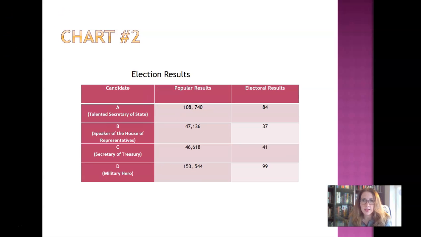And so if you look at the election results, I've given you a column with the popular vote count and then also the electoral vote count. So you can see that it looks to pretty much be between candidates A and D. Candidate D won the popular vote by over 40,000 votes. And then he also won a plurality of the Electoral College votes, but he did not win a majority, which means that we didn't have an outright winner after the electoral votes were counted. So it was still to be determined.